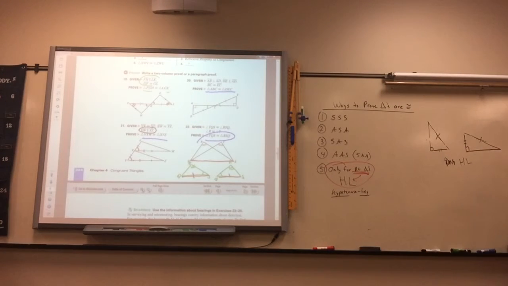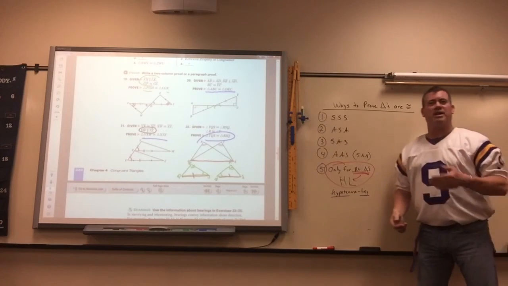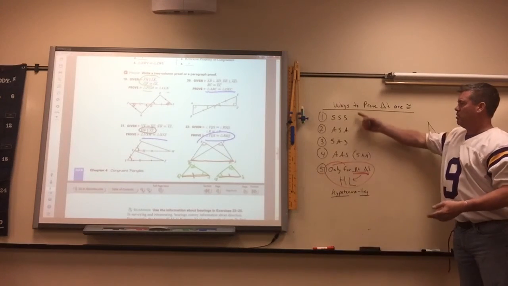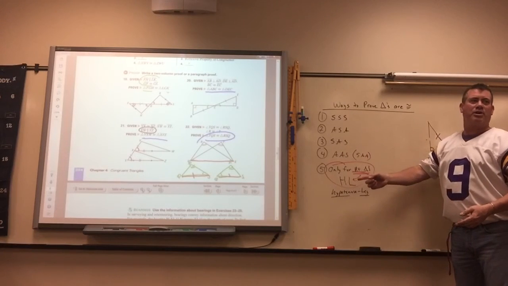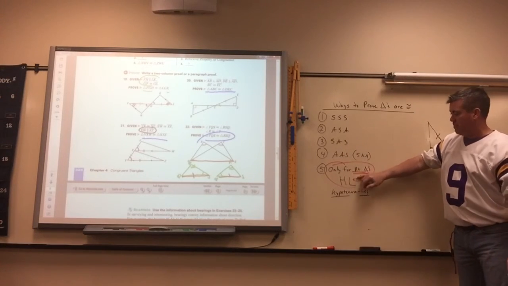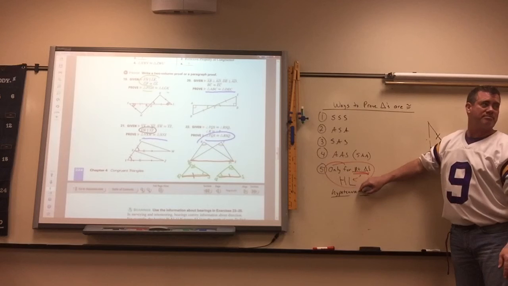So on Monday, you're going to have a worksheet. No homework today. Monday, it'll be a worksheet where it's just like the last two assignments. You got to say what would make them congruent, but it now includes HL. It's just the same thing.